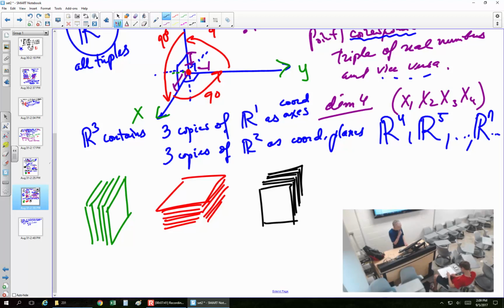Once again, every R2 reappears many times in R3. And that is a way to understand R4, for example, if that comes up. It contains four copies of R1, right? Four copies of R1 to begin with as axes. But then you can think of it looking like this, roughly.